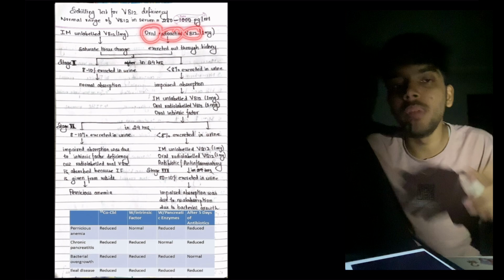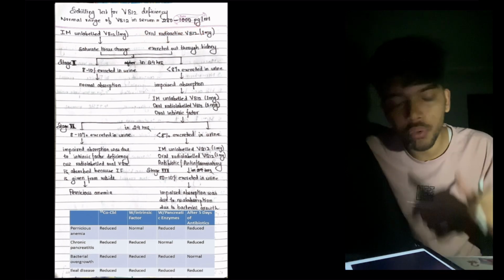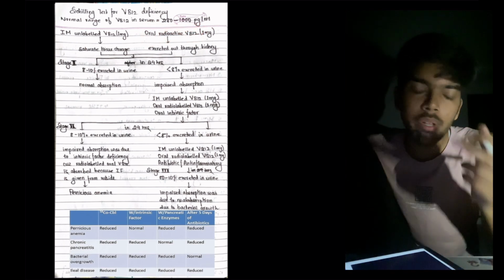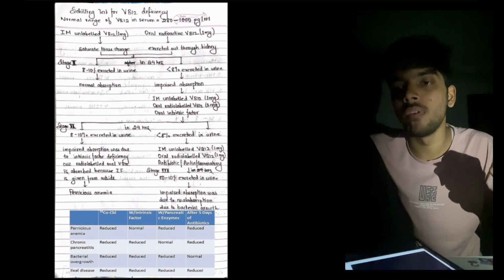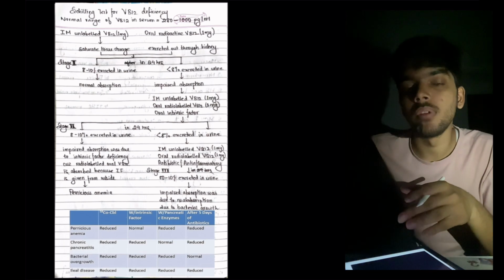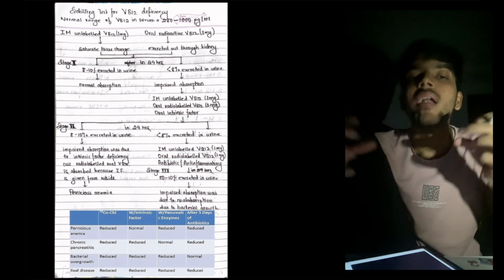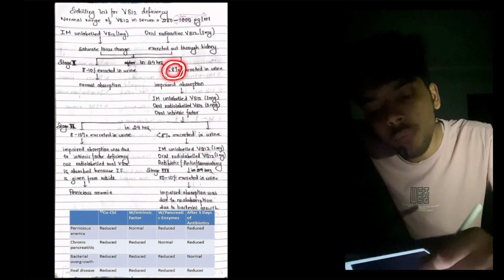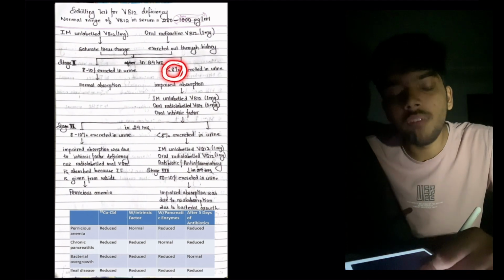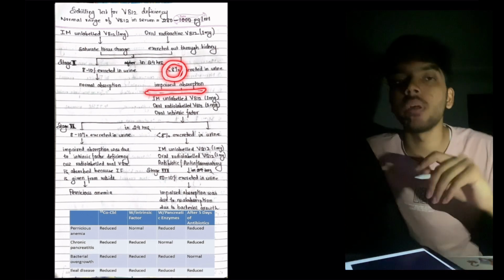See, absorption had to be normal so that the oral radioactive vitamin B12 reached the blood. The oral vitamin B12 reached your gut. Now the gut absorbed the oral radioactive vitamin B12 and then it was excreted out of the kidney. If oral radioactive vitamin B12 was not absorbed through your gut, it would not have been excreted out of your kidney. And in that case, less than 8% would be present in the urine. This would signify that there is impaired absorption.